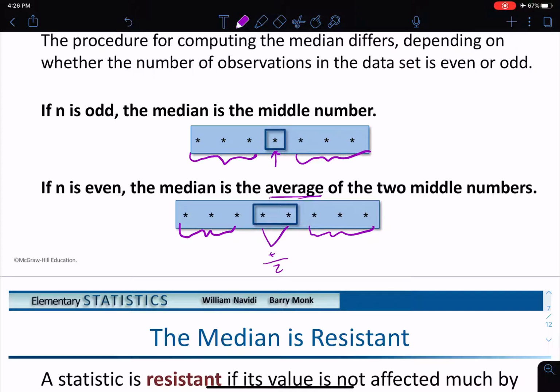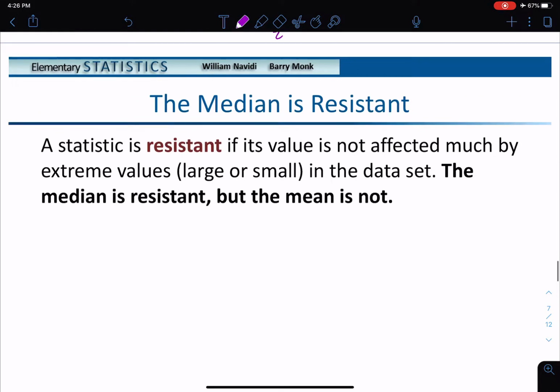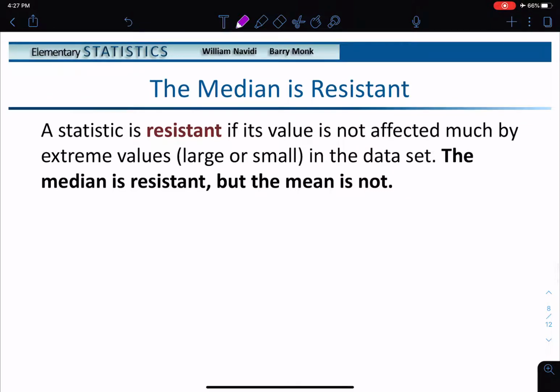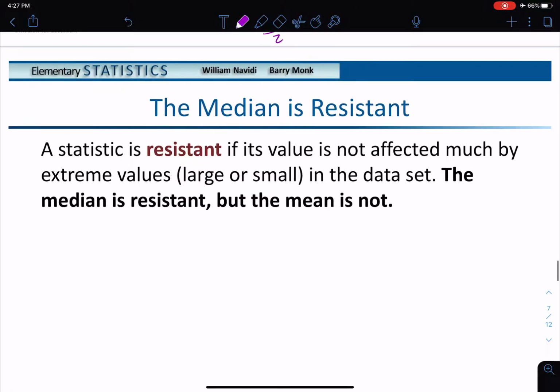The median is considered to be resistant. A statistic is a number from our sample, and a statistic is resistant if its value is not affected much by extreme values, large or small, in the data set. These extreme values tend to have names like outliers. The median is resistant, but the mean is not.